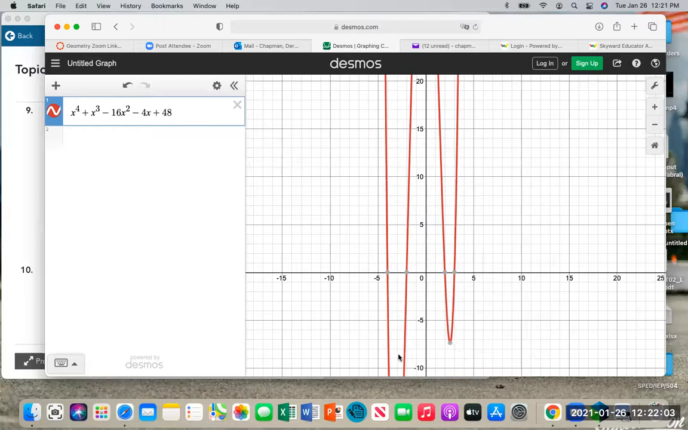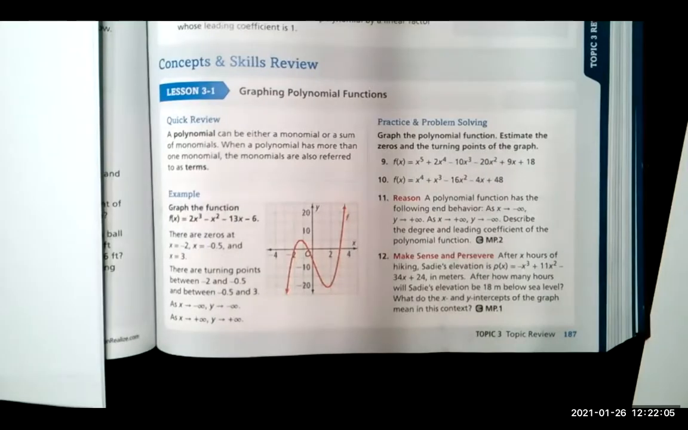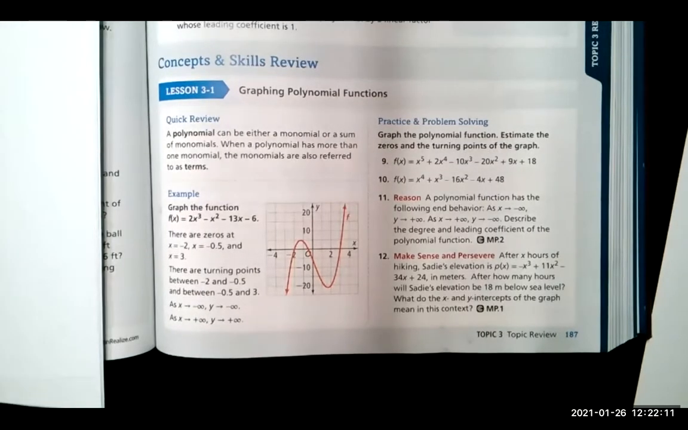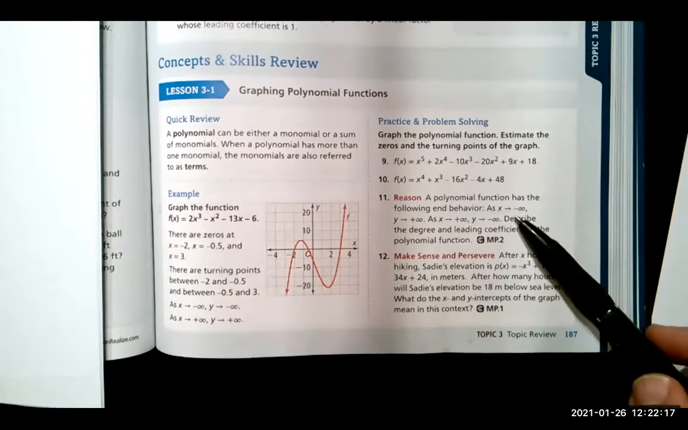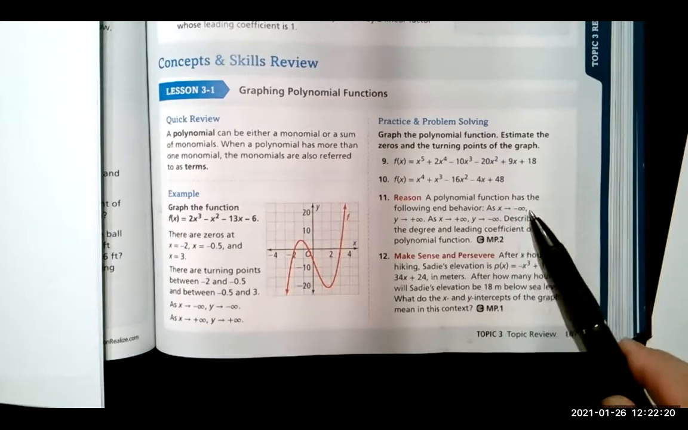All right, go ahead and stop sharing, head back over to my book. Okay, so numbers 9 and 10 taken care of. Number 11, reason a polynomial function has the following end behavior as x approaches -infinity.